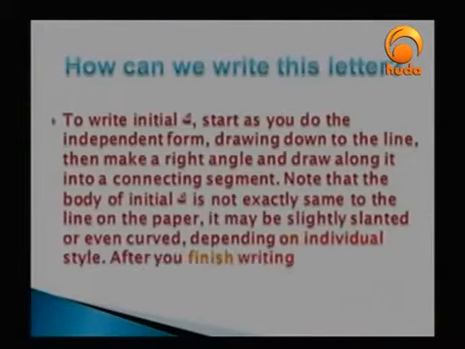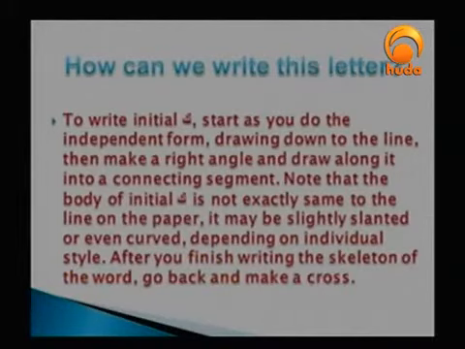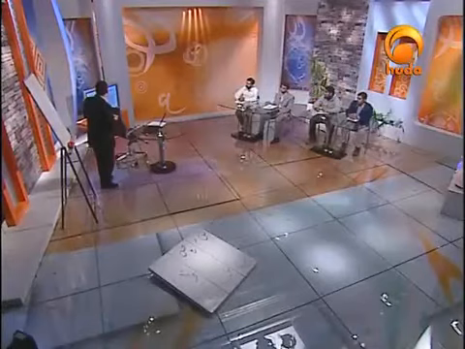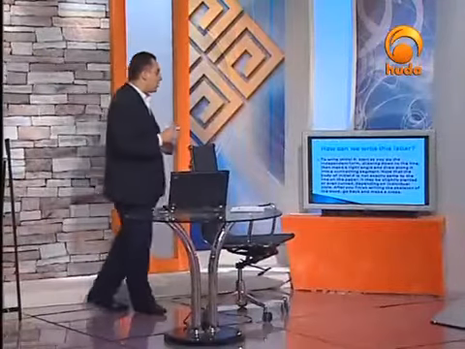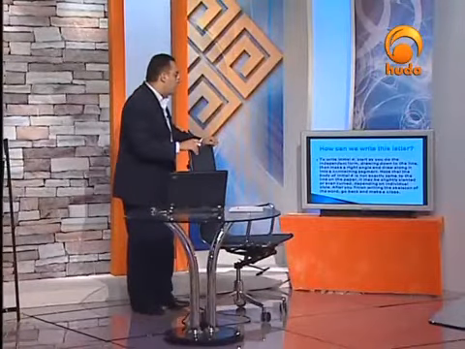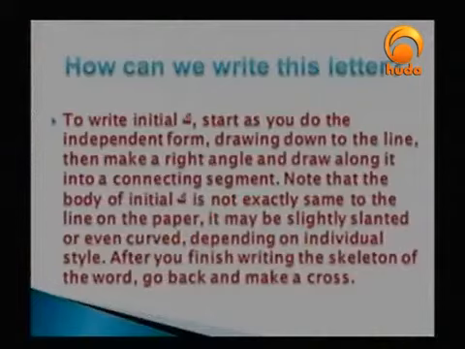It says, to write initial kaf, start as you do the independent form, drawing down to the line, make a right angle and draw along into a connecting segment. Note that the body of the initial kaf is not exactly the same as the line on the paper. It may be slightly slanted or even curved, depending on the individual style. After you finish writing the skeleton of the word, go back and make a cross. Here it is, in this way.